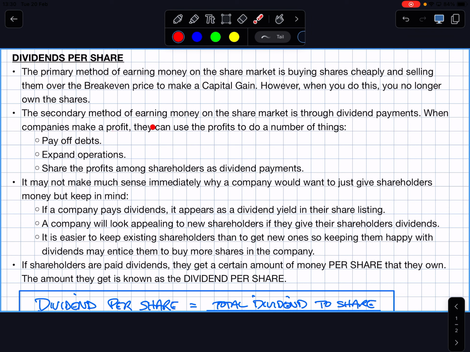The secondary method tends to be older people that do this. Maybe your grandparents or something have shares and they don't actually sell them. They just get money through dividends. The secondary method of earning money in the share market is through dividend payments. When companies make money, they can use the profits to do some things. They can pay off their debts. They can expand operations. They want to keep going. But the other thing they can do is share some of that profit with their shareholders.